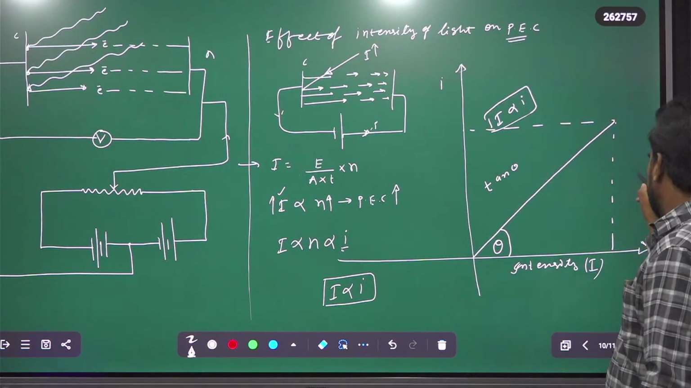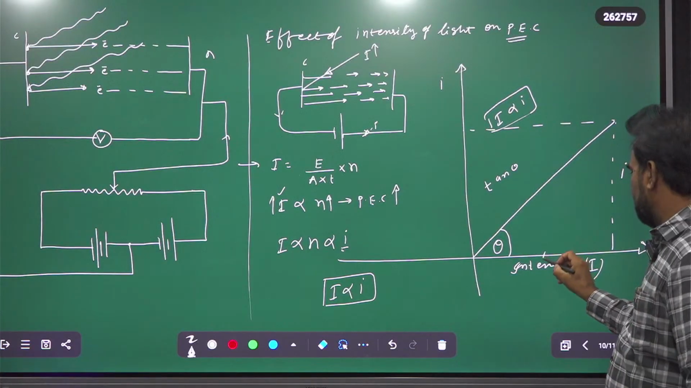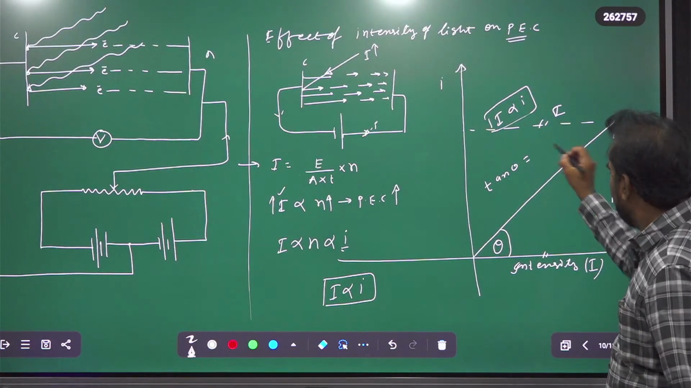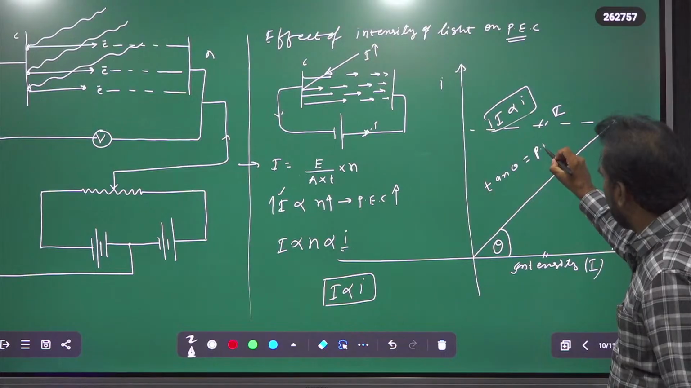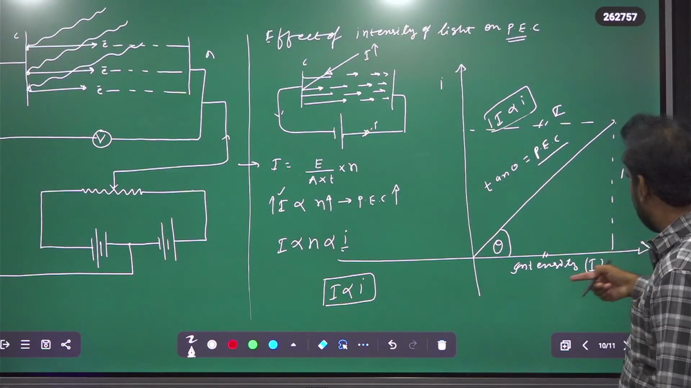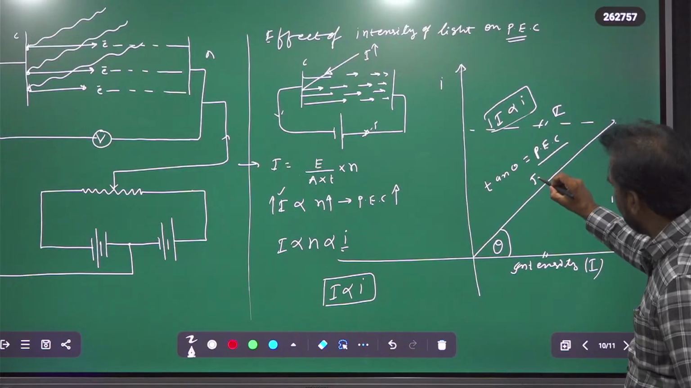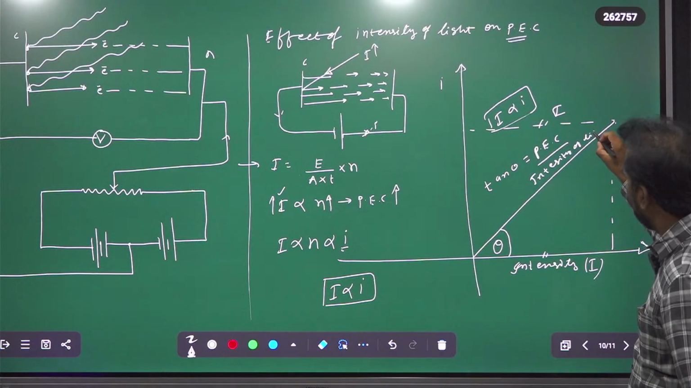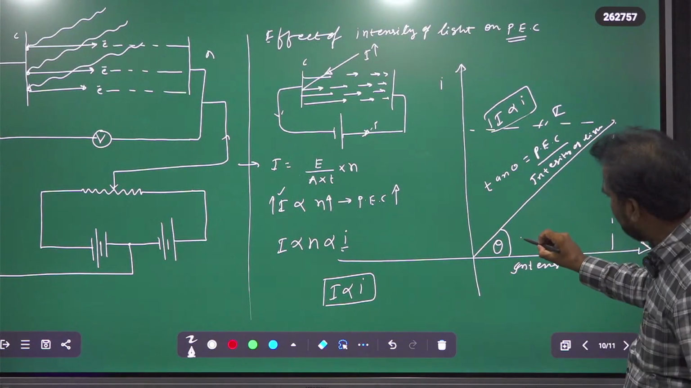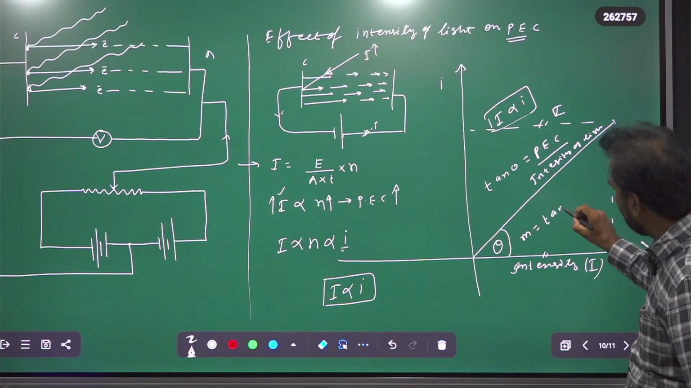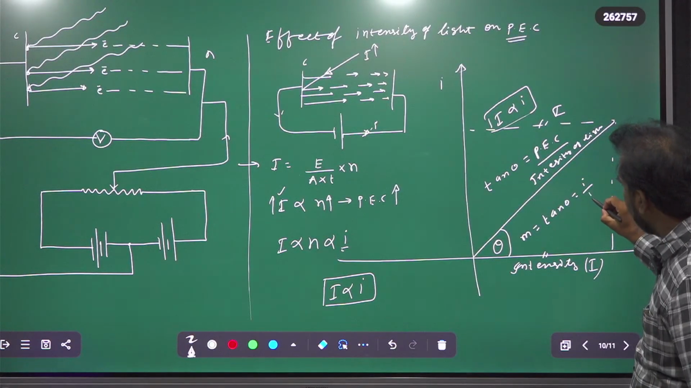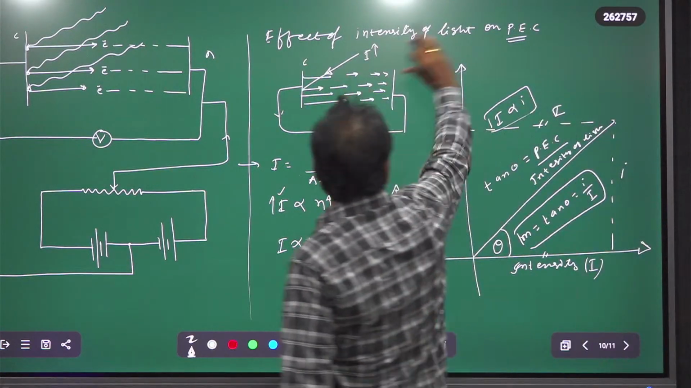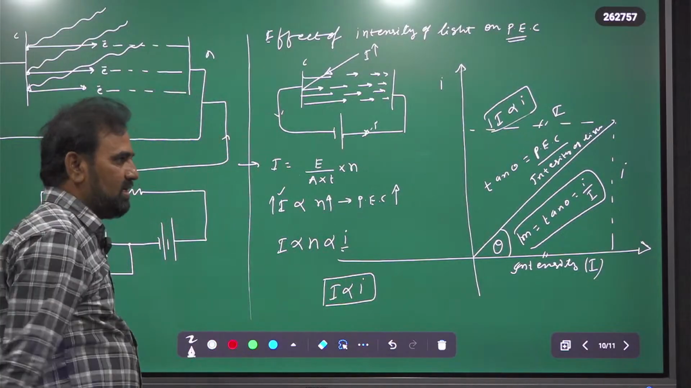I have taken I here, this is also I, and this is intensity. This also would be intensity only. Therefore, tan theta is equal to photoelectric current upon intensity of light. Simply, tan theta, m, is equal to I upon capital I. So this is the slope of the graph. This is the effect of intensity of light on the photoelectric effect.